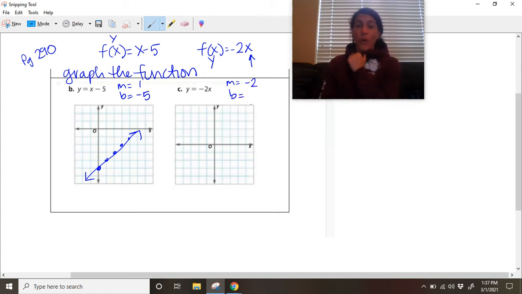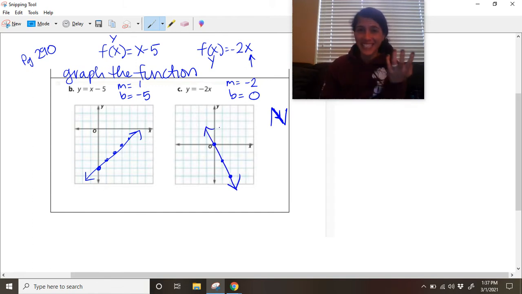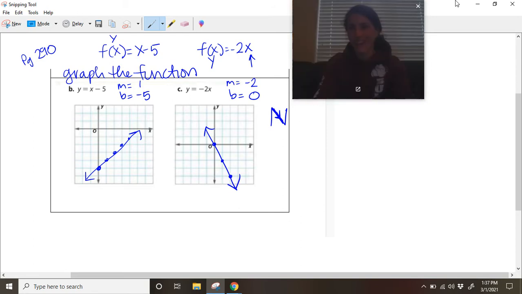And that y-intercept, there's nothing out here. So that means the y-intercept is 0. We graph that, and then our slope is negative, which means it goes down 2 over 1, down 2 over 1. You connect those and draw your arrows. So that was simple. I know you know how to graph.